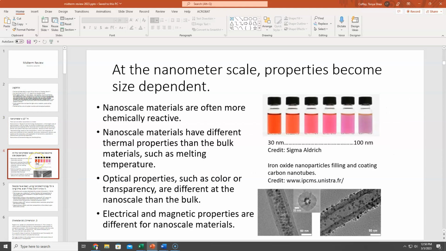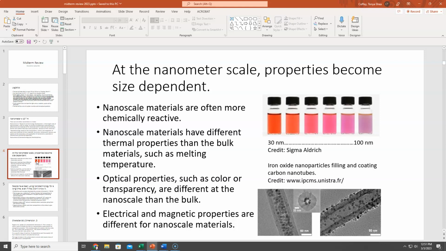So let's discuss some of the reasons that nanoscience is such an exciting field. One of them is that at the nanometer scale, properties become size dependent. And so you can have some nanomaterials that have very different properties from their bulk counterparts. One of them is that nanoscale materials have a tendency to be more chemically reactive than their bulk counterparts. And that's because, of course, of their surface area to volume ratio. And we'll talk more about that later.